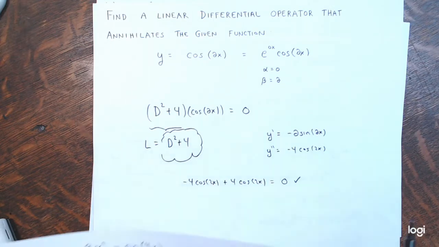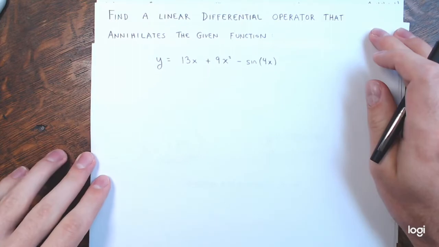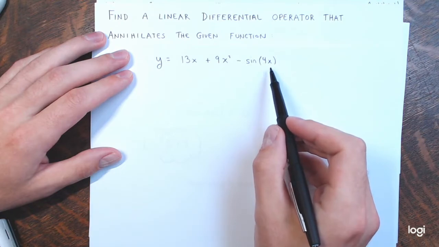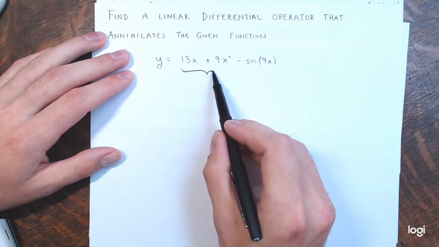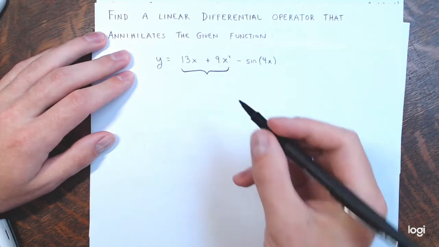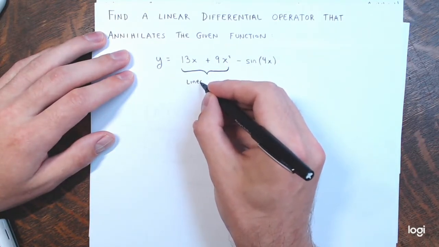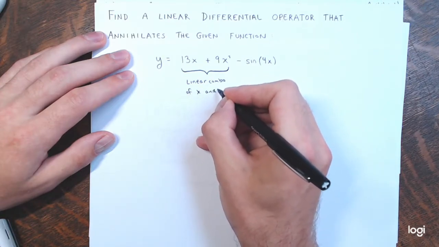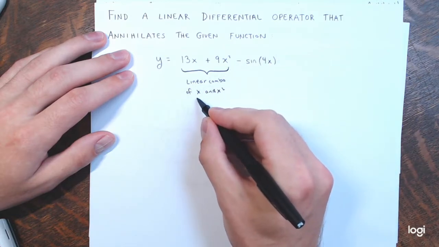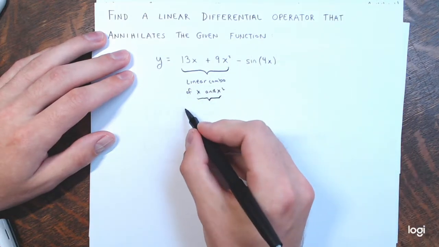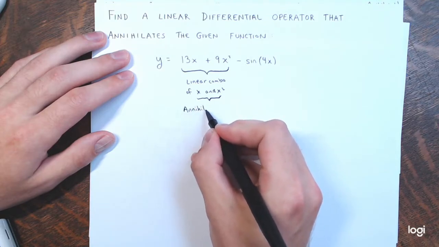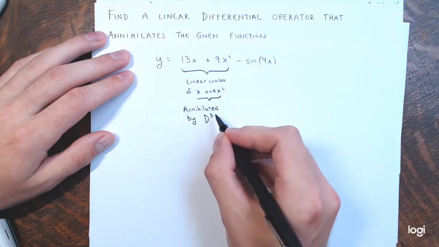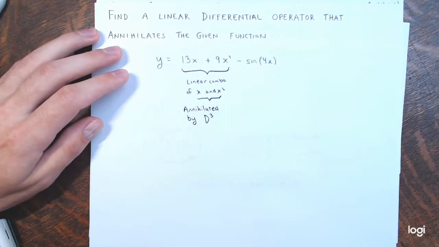Okay. This next example kind of combines rules 4 and 5 that I had written up earlier. Yes, there are 3 terms, but these 2 terms, 13x and 9x squared, this is a linear combination of x and x squared, and both of these, x and x squared, are annihilated by D cubed. So I have one operator that can annihilate 2 terms.